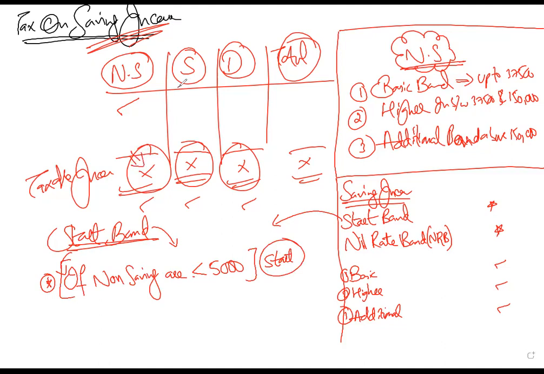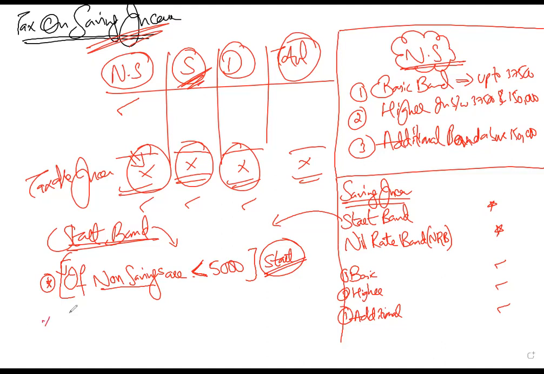You may say, sir, you are explaining saving income, the calculation of tax on saving income, and you are writing non-saving here. Yes, I am writing it correctly. If our non-savings are less than £5,000, the start band will come. If our non-savings are higher than 5,000, there will be no start band. We will not apply the start band.